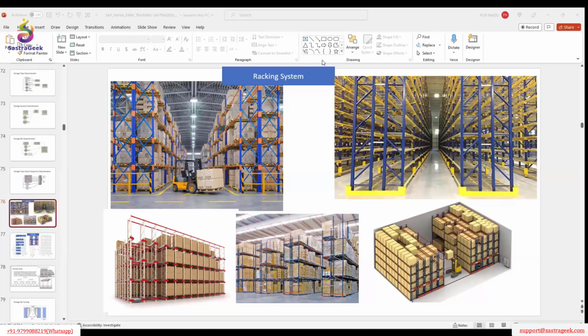Hello, sir. Suppose we want to move the stock from one storage bin to another storage bin.